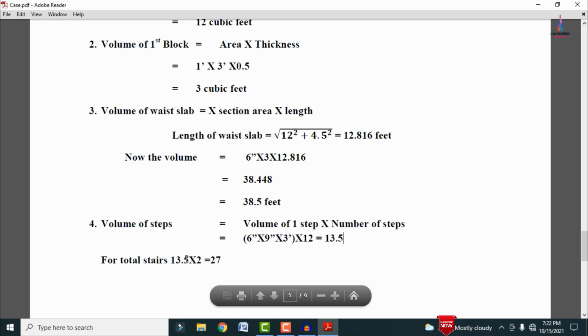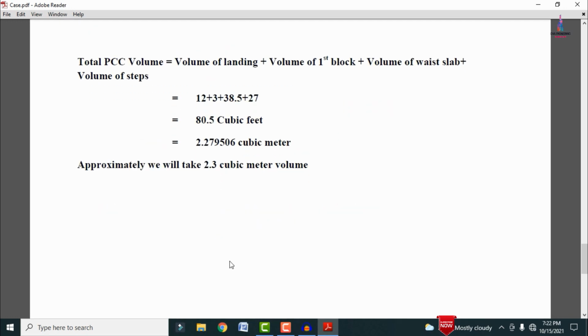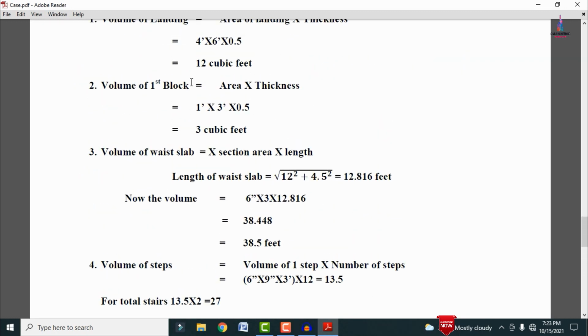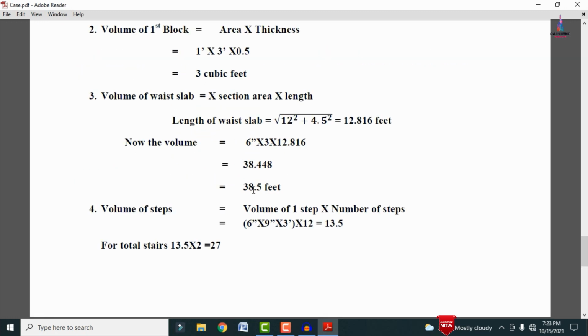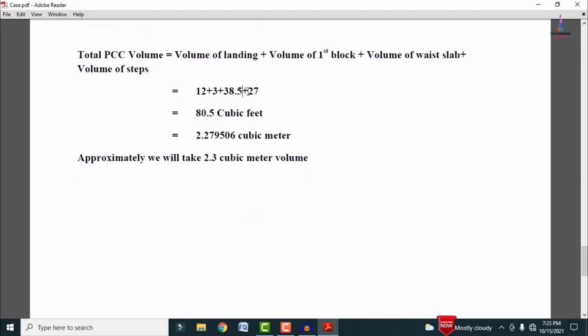Okay, so the total staircase will consist of 2 landing sections and waste slab sections. That's why we need to multiply this value by 2, which comes to a total value of 27 feet here. Now we have to calculate the total PCC volume, which equals the volume of the landing plus the volume of the first block plus the volume of the waste slab plus the volume of the steps, which equals 12 cubic feet plus 3 plus 13.5 plus approximately 27, which comes to 80.5 cubic feet.